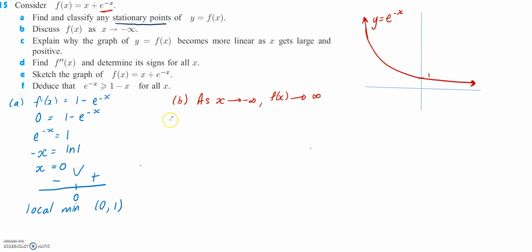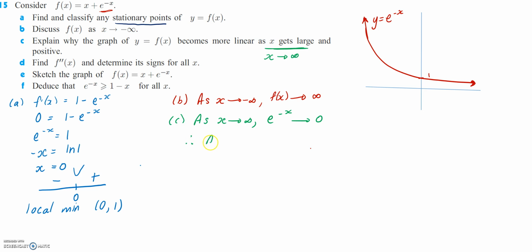Onward and upward. So C, just when you thought you were out of the woods with the approaching infinity, explain why the graph y equals f of x becomes more linear as x gets large. So again, that is asking you to consider as x approaches, this time positive infinity. So let's have a look again at this graph here. As x is getting more and more positive, the y value is getting closer and closer to 0. So we could say here that as x is approaching infinity, e to the minus x is approaching 0.